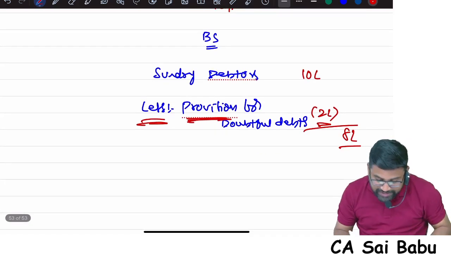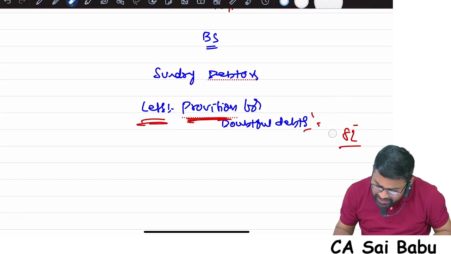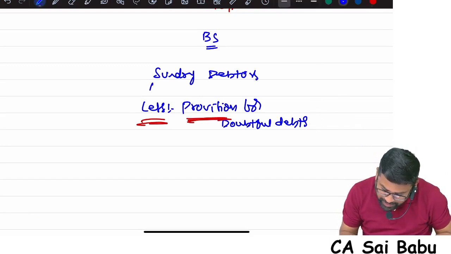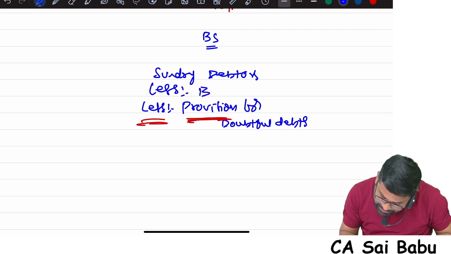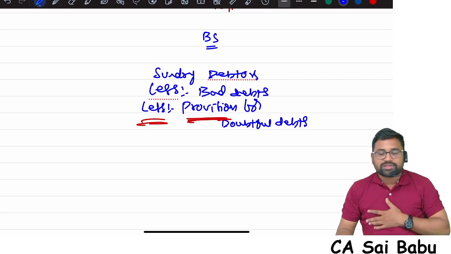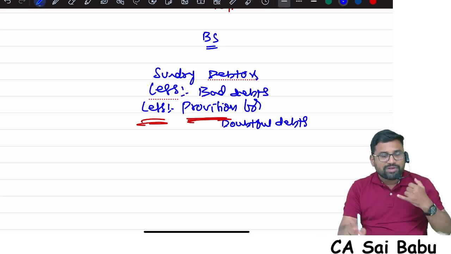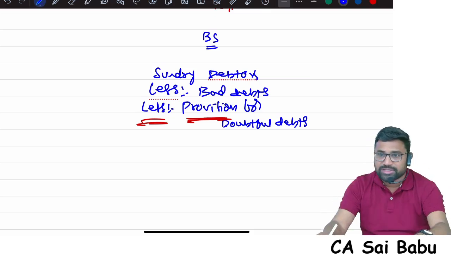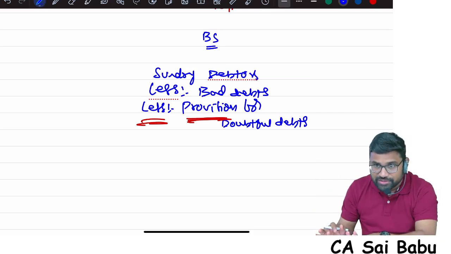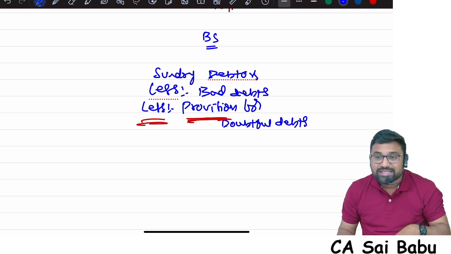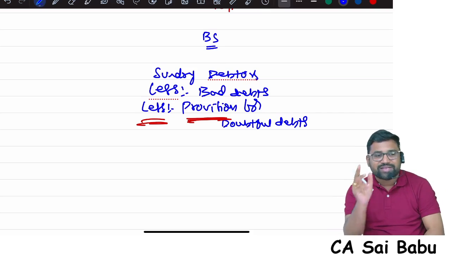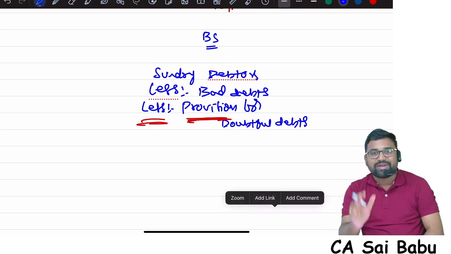And one more thing. When you are presenting debtors in the balance sheet, if there is any bad debts, bad debts will also be reduced. Bad debts during the year will also be adjusted from the debtors. So from debtors, bad debts will be deducted as well as provision will be deducted. Why? Bad debts is a confirmed loss. It will not be recovered. Therefore, my asset balance is reduced. Provision for doubtful debts means possible loss. Both will be reduced. This is the classic example of the conservatism concept. Which concept? Conservatism concept, classic example.